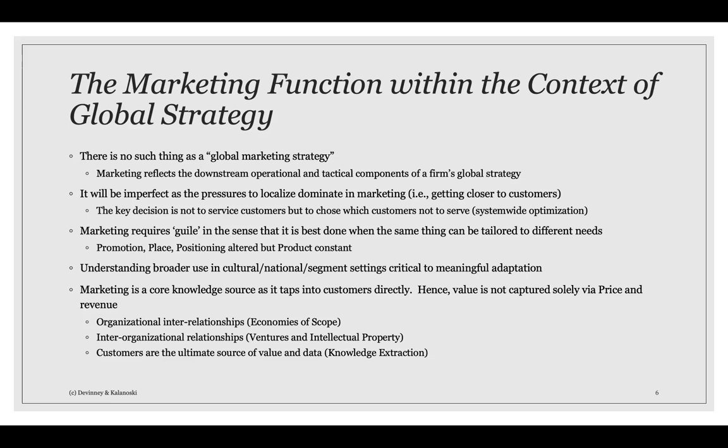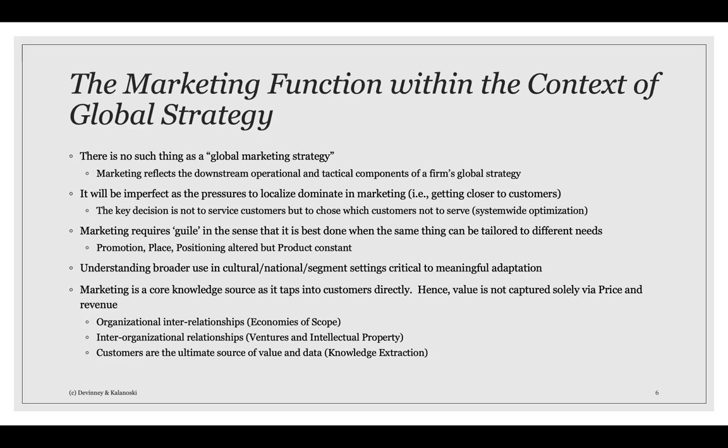There's a tendency in a lot of the literature to overplay the word strategy. I tend to want to keep strategy as a term held at the very top of the organization. So the organization has a strategy, but it doesn't really have a marketing strategy. It basically has tactical execution using the marketing function, which allows it to achieve its overall strategic objectives. It will be imperfect in terms of the pressures.